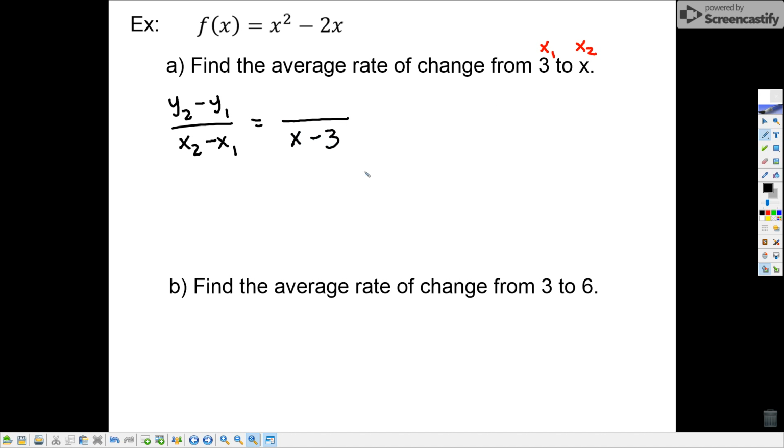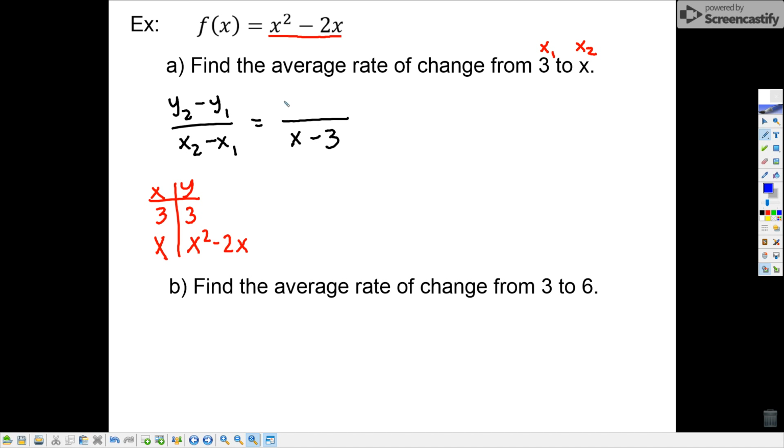And then to find your y1 and y2, once again, you got to do a table. So 3 should be easy. I plug 3 in. 3 squared minus 2 times 3 is 3. Now, if I plug x in, this may seem counterintuitive, but plugging x in just means you're getting the exact same output, or the same definition. So x squared minus 2x.